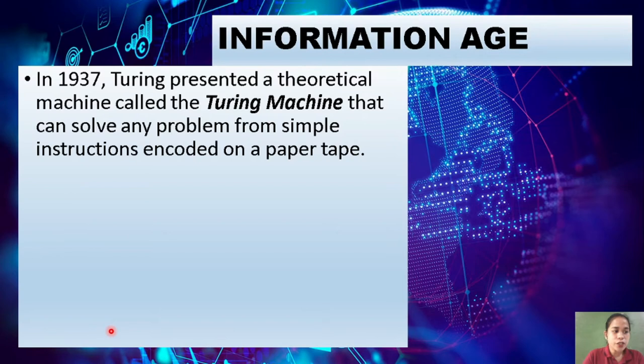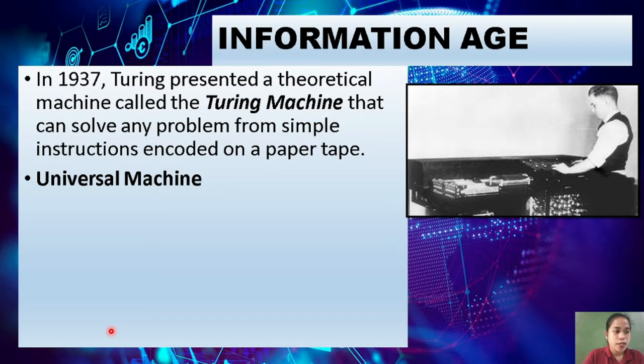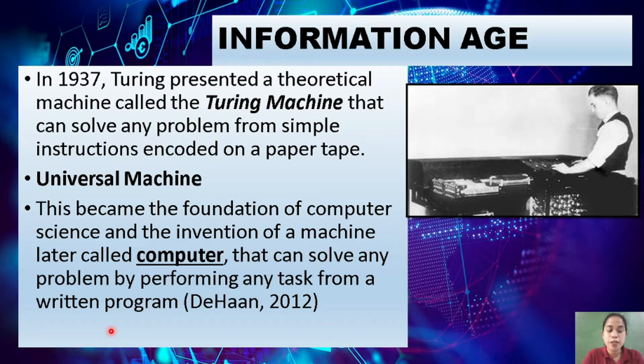In 1937, Turing presented a theoretical machine called the Turing machine that can solve any problem from simple instructions encoded on a paper tape. He also demonstrated the simulation of the Turing machine to construct a single universal machine. This became the foundation of computer science. Ito yung nagbigay daan para mapatayo yung computer science, and the invention of a machine later called a computer that can solve any problem by performing any task from a written program.